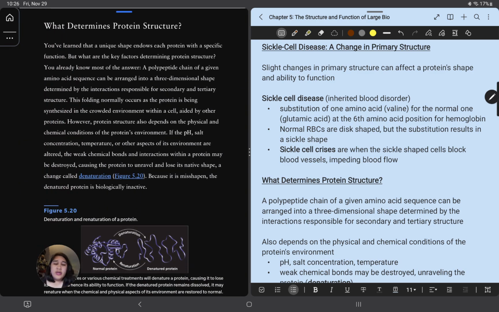Okay, so for sickle cell disease, I wrote a change in primary structure. Slight changes in primary structure can affect the protein shape and ability to function. Sickle cell disease, which is an inherited blood disorder. Okay? Substitution of one amino acid, valine, for one glutamic acid at the 6th amino acid position for hemoglobin. Normal red blood cells are disc-shaped, but the substitution results in a sickle shape. Sickle cell crises are when the sickle-shaped cells block blood vessels, impeding blood flow.